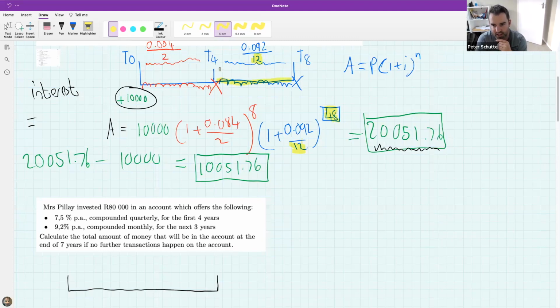Now, if you look at the scale, T4 to T8, the difference is 4 years. So there's 4 years in time that needs to be traveled. But I don't want to know what 4 years is in years. I want to know what 4 years is in months. And the reason is because in this question, I need a monthly interest rate from year 4 to year 8. And so I need my interest rate per month to match the time periods in months. And so what we say is, how many months are there in 4 years? There are 48 months, or 4 times 12.